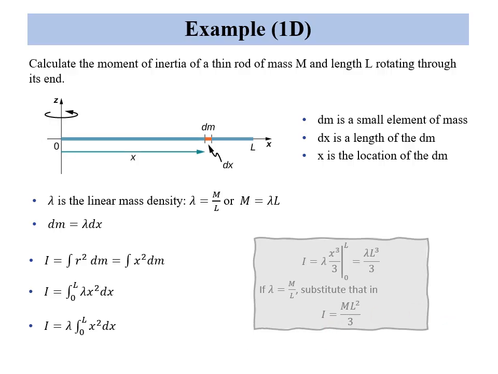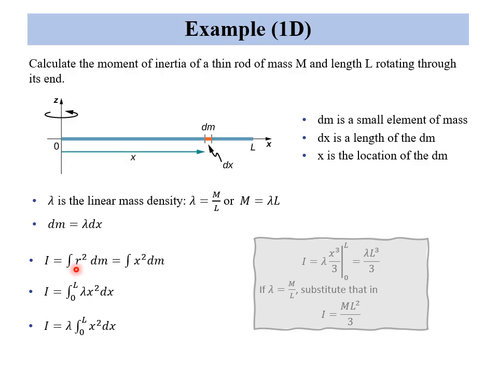Now let's see how the moment of inertia would differ if the rotational axis is at the end. We're going to follow the same steps that we did in the previous problem. We have dm, which is the small mass increment, with a size of dx. It is located at a distance of x from the rotational axis. We define linear mass density as total mass over total L, and the small mass is lambda times dx.